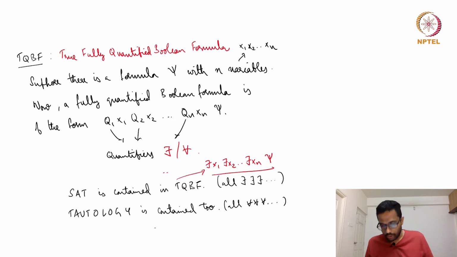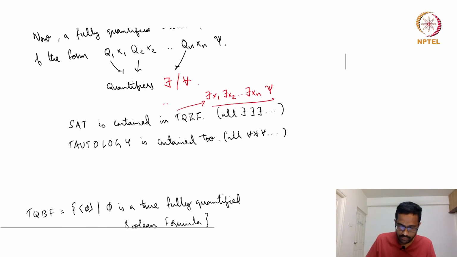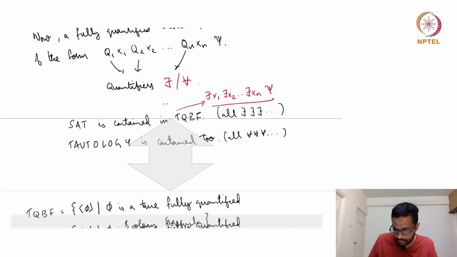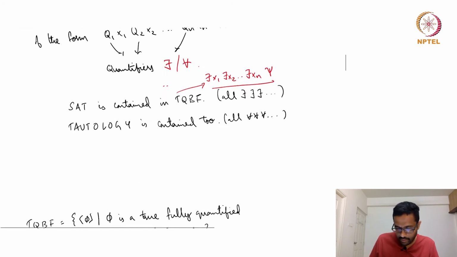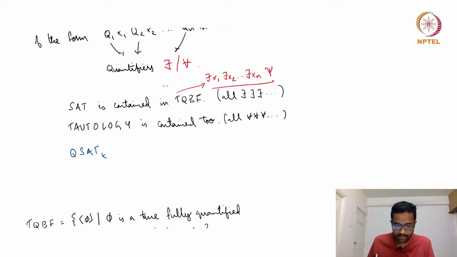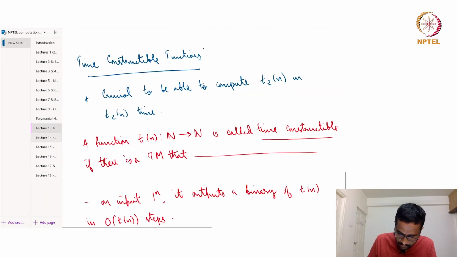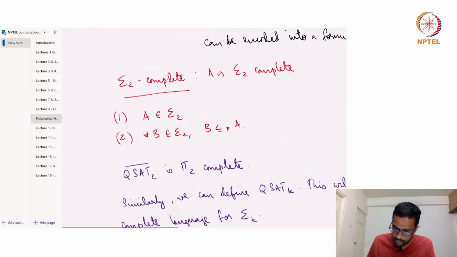So both tautology as well as satisfiability are TQBF, and if you think about it, we saw these languages called QSAT subscript K when we discussed the polynomial hierarchy. So just to recollect, right?